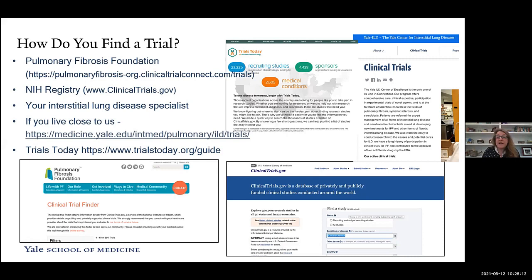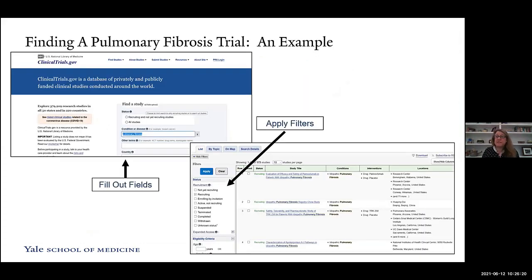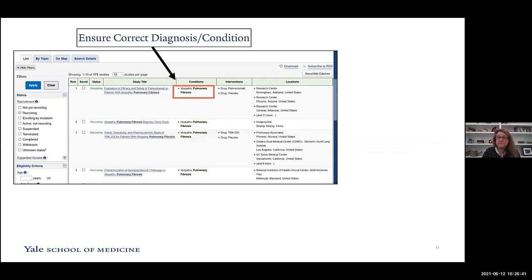People may not be savvy with how to find these things, so I just wanted to take a few minutes to walk you through how you might do this on clinicaltrials.gov. This is just to give you an example. If you go to the website, you can put in your diagnosis, a condition or disease, and search based on that, and then look over to the left. There's a way to apply filters. So you could, for example, put in studies that are recruiting, certain age criteria, other things to help you narrow down what you're looking for.